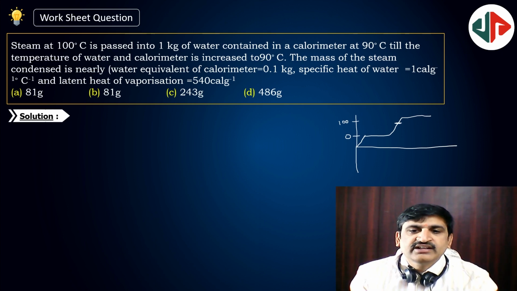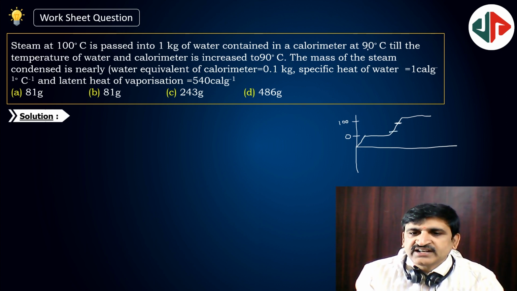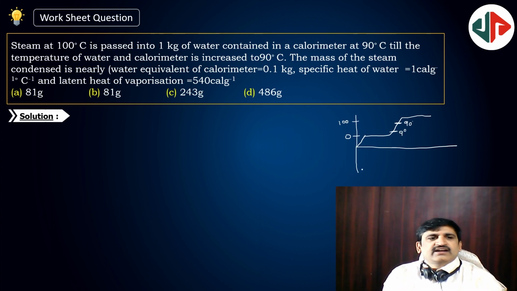It's actually 9 degrees to 90 degrees. Then only we can do it. Calorimeter is at 9 degrees. Here point I can put so that it will be done. So initially it's at 9 degrees, 90 degrees. So calorimeter and water raised through how much? 9 degrees to 90 degrees.